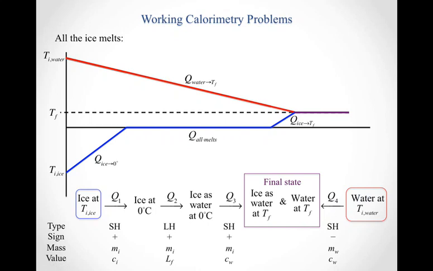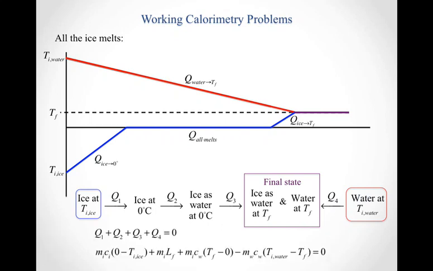So we can use this information to set up our equation. We know that if we add up all four of these energy exchanges, we're going to get 0. So we can calculate Q1. We said it was a specific heat process. Q2 was a latent heat process. Q3 and Q4 were specific heat processes. So just including all those values that we needed, the first three, Q1, Q2, and Q3, involve the ice. Q4 involves the water.